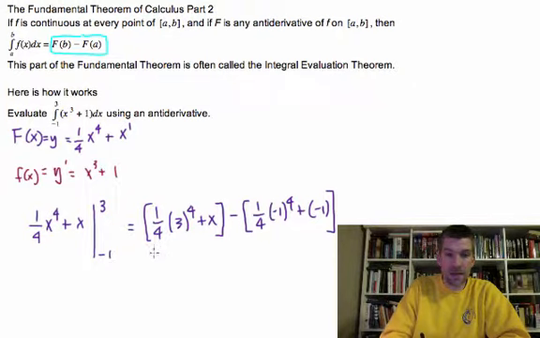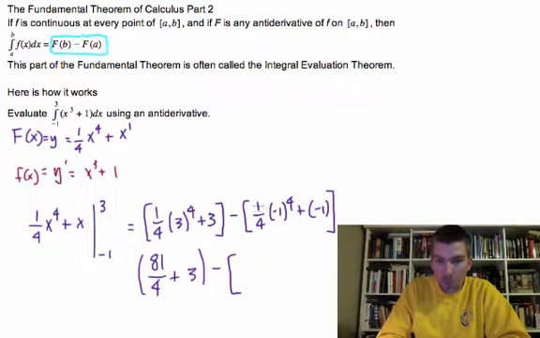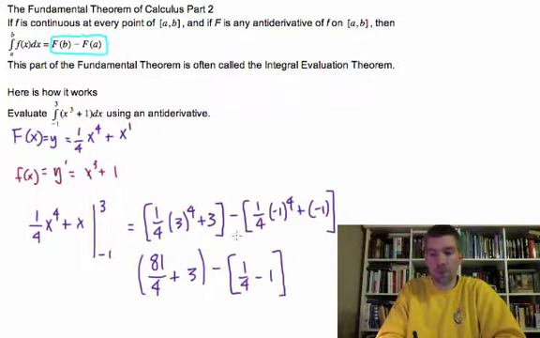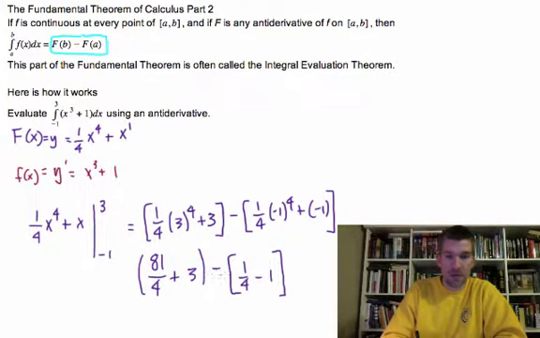So I've got 81, 3 to the 4th is 81. So this is 81 over 4. This guy right here that I wrote down as x is really not x. I was just tricking you. So let's get rid of the trick. That should be a 3. So 81/4 plus 3, minus 1/4 times 1, 1/4, minus 1. Okay, so this is what we've got.